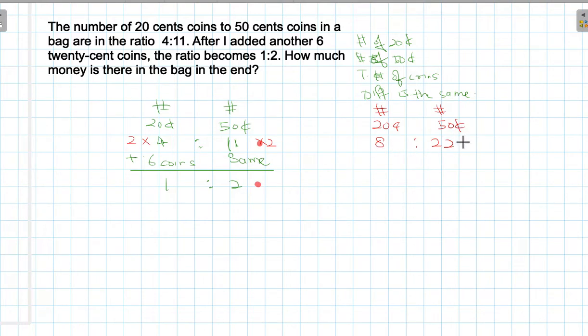This makes it easier for me to do the work. Because the simplest form is still 4 to 11. So here I add 6 coins, and here remains the same. My ratio says the end is 1 to 2. So you know that this and this should be the same. I just times 11 here and times 11 here. So in the end the ratio will be 11 to 22.